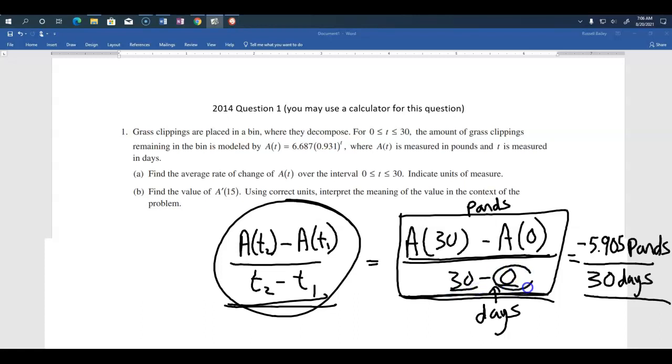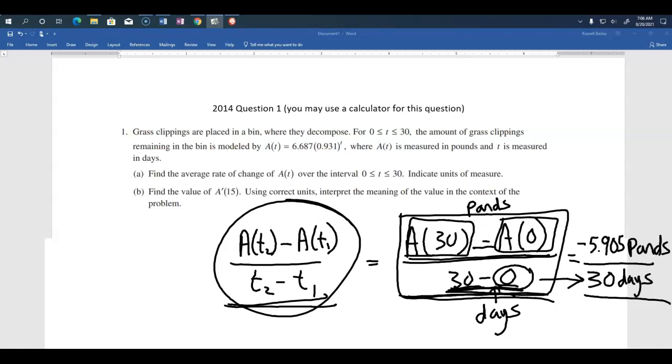These numbers are days. This is the 0th day. This is the 30th day. This is how much grass is left in the bin after 30 days. This is how much grass is in the bin on the 0th day, in other words, at the beginning. So if I subtract 0 and 30, that tells me 30 days have gone by. If I subtract A of 30 and A of 0, that tells me I've decreased in the amount of grass in that bin by negative, I decreased by 5.905 pounds. How do I know I decreased? Because it's negative. It went down. Okay? So from the first day to the 30th day, the bin lost 5.905 pounds of grass.